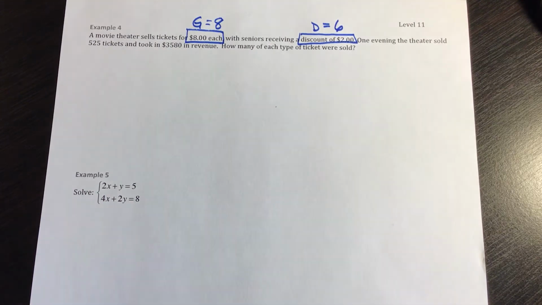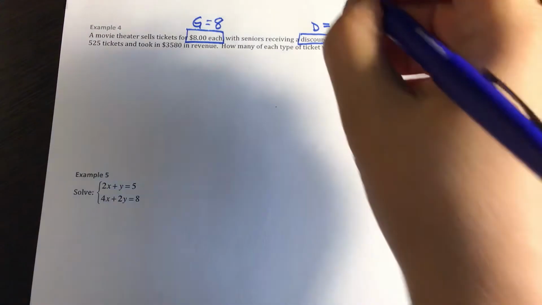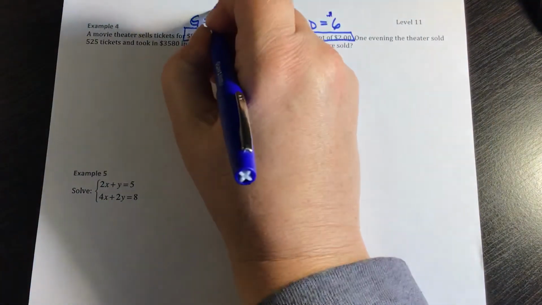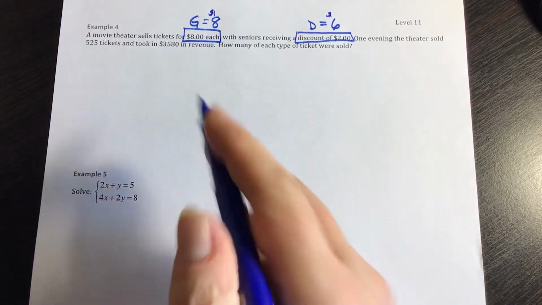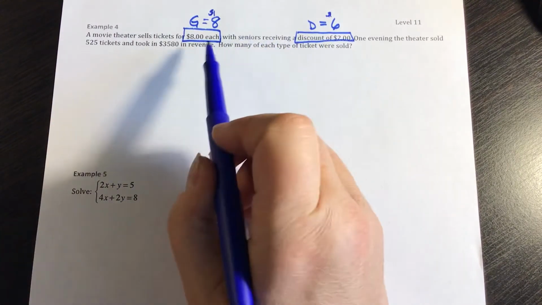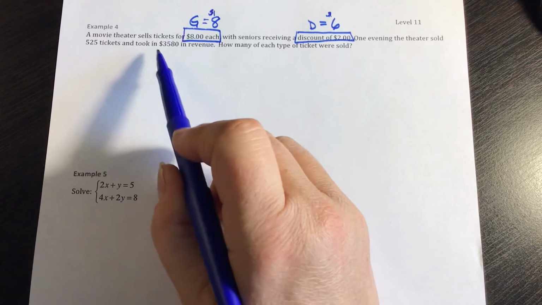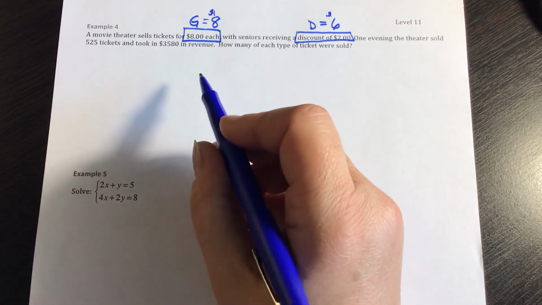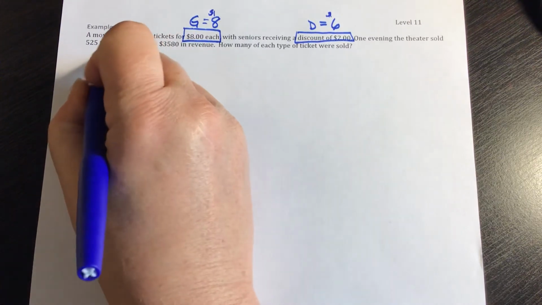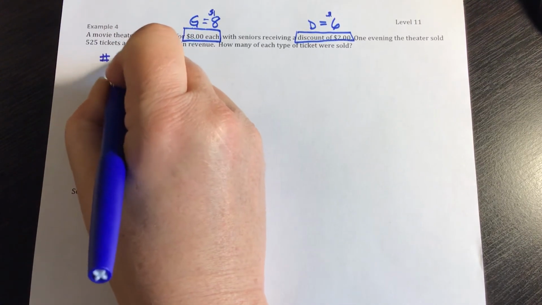So we have 2 variables here, and what we need to do is find out how many of each one were sold to give us a total of $3,580. So we're going to write 2 statements. First thing we're going to do is write a number statement.